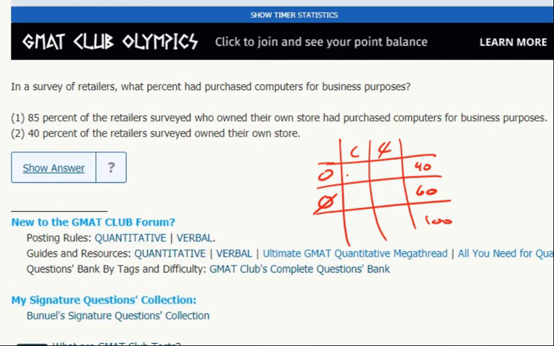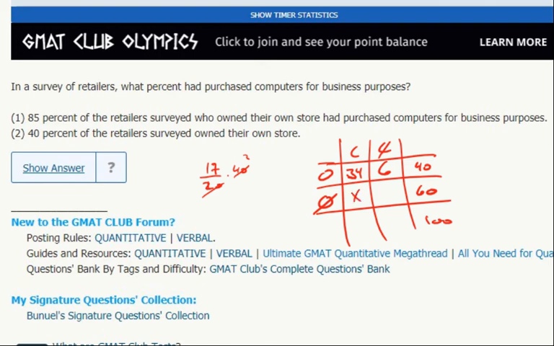So then put them together. 85% of those who have this, 85% of those who own their store. So that's 85%, 17 over 20 of 40. 85% of 40. Remember that it's 85% of those who own their store, which is 40. So that's 34. Making that 6. But can I fill in any of these boxes? No, not yet.